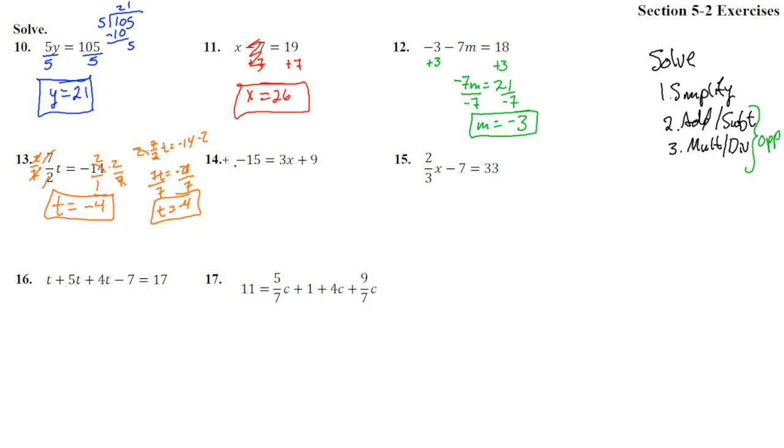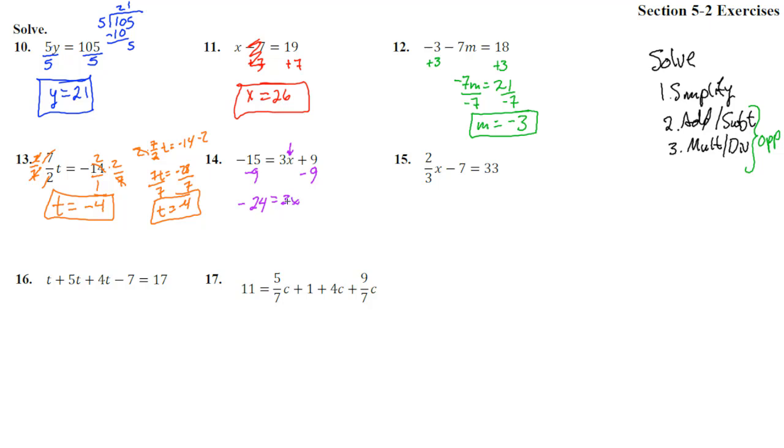Okay, number 14. The x is over here on this side right here, so we've got to get rid of the 3 and the 9. Notice we want to get rid of the addition subtraction first. So subtract 9. 3x, don't be fooled, that negative 15 minus 9, they're going in the same direction, so that is a negative, and it's adding up to 24.